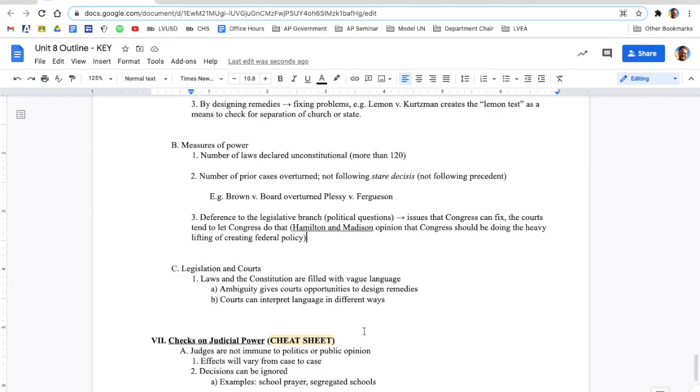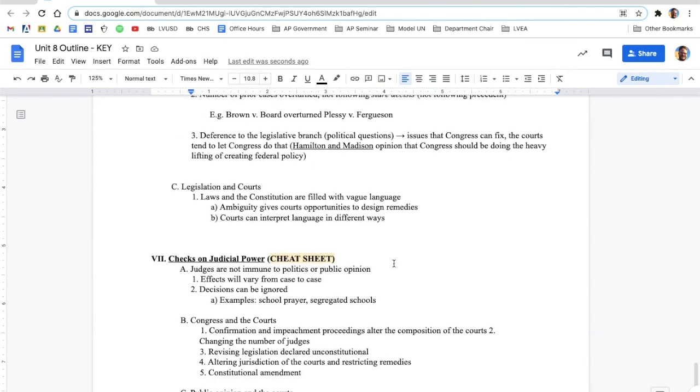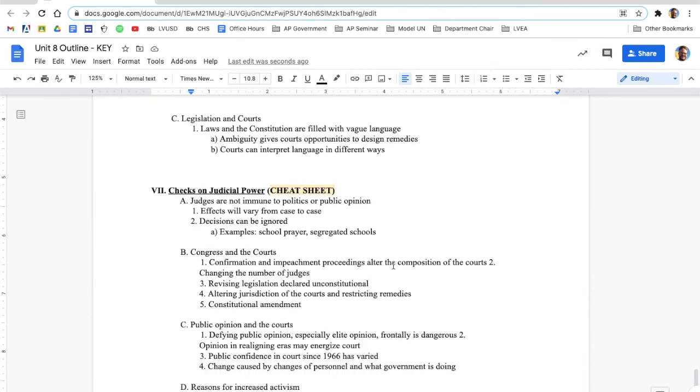Now, as far as legislation and the courts, sometimes the language in the law is vague, and so the courts can interpret that. And if Congress doesn't like how the court interprets it, they can also rewrite a law, which does happen too.